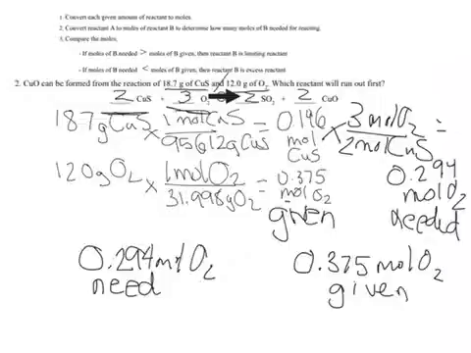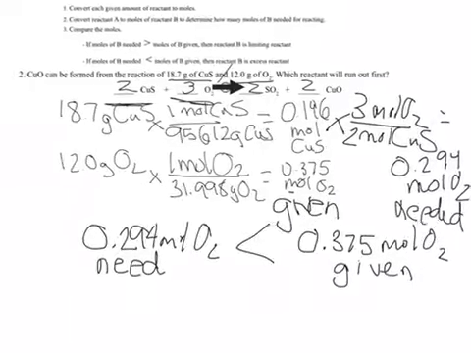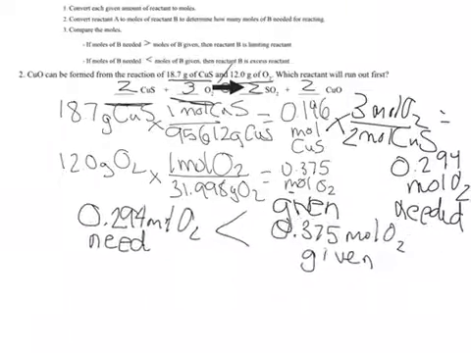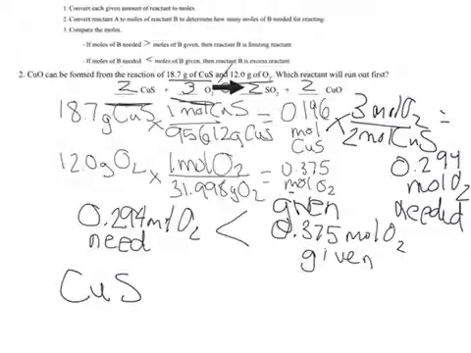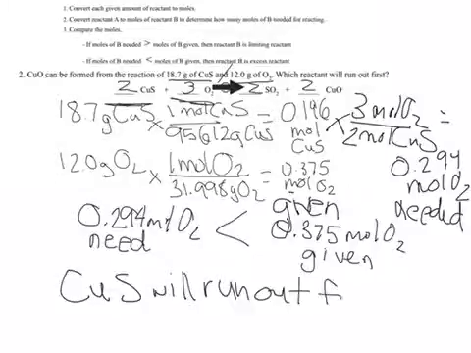If we are given more than we need, that means that O2 is in excess. So O2 is not the limiting reactant, it is the excess reactant, which means our copper sulfide is our limiting reactant. So we're going to write that down. So our answer is copper sulfide will run out first.